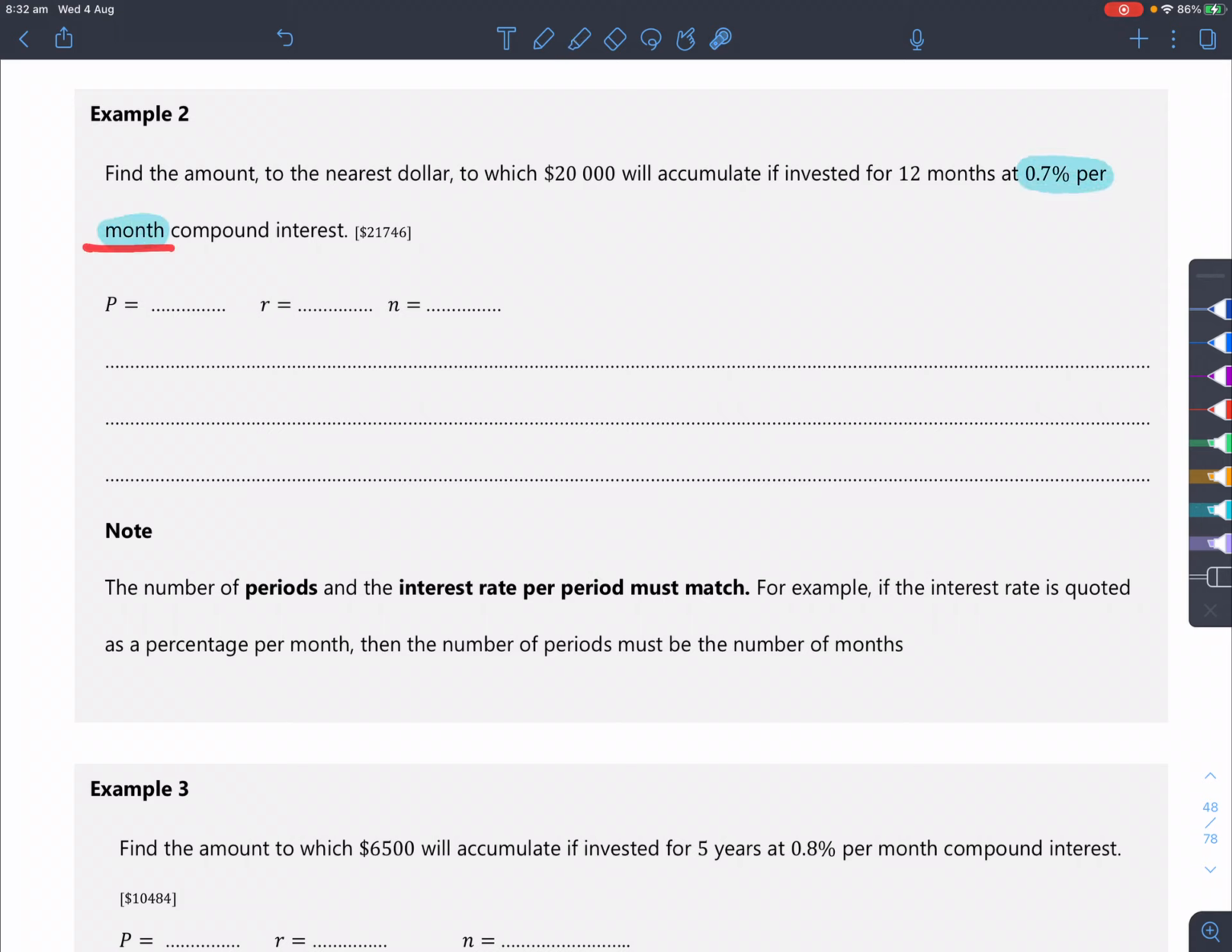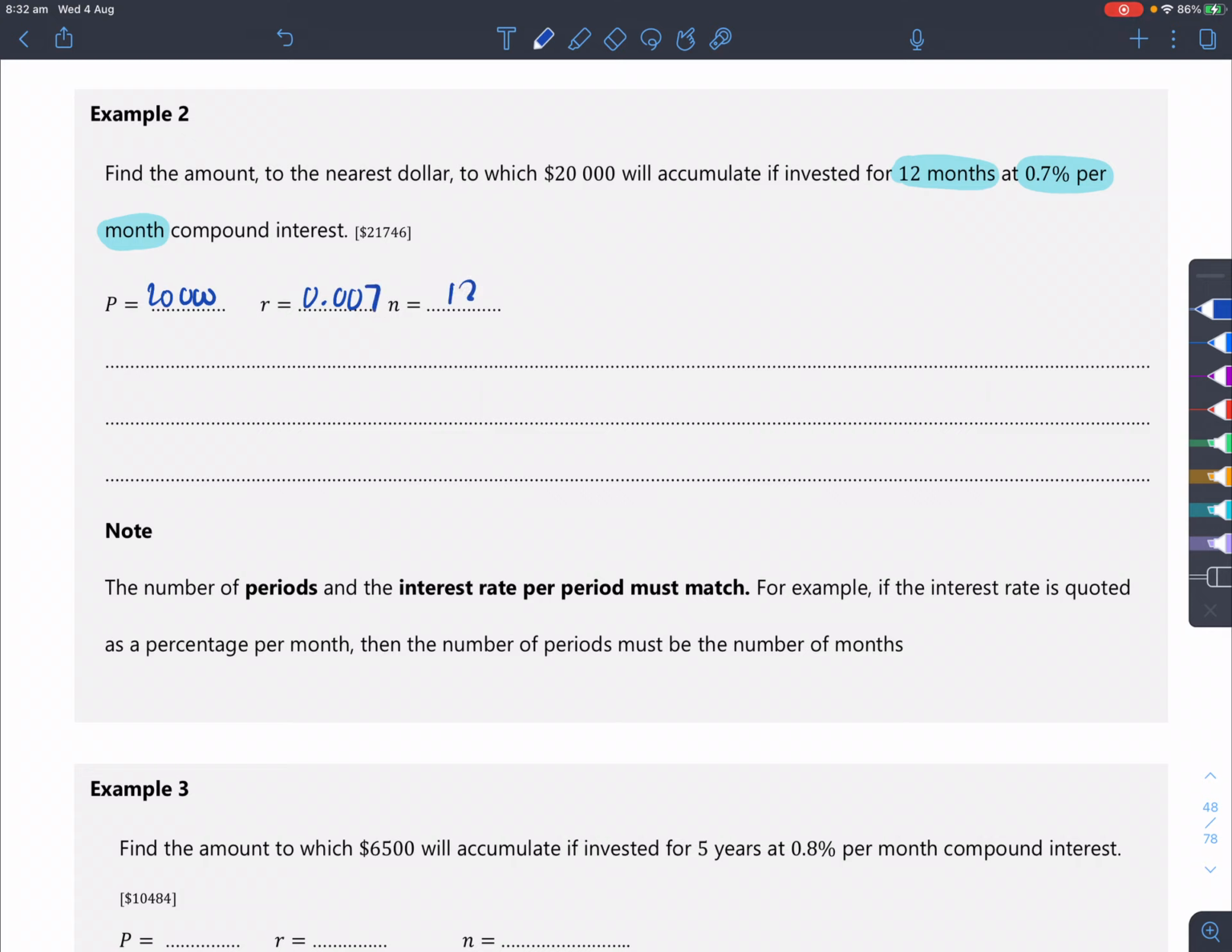So just remember it's per month. And if we look at the duration, it's also in months. So these two agree with each other, okay? Because they're the same. That's good. If it's not the same, then we've got to fix up one of the numbers. So 20,000 is the principal. Your rate, in this case, is 0.7%. But if you divide that by 100, you do get an extra 2 zeros after that decimal, like that.